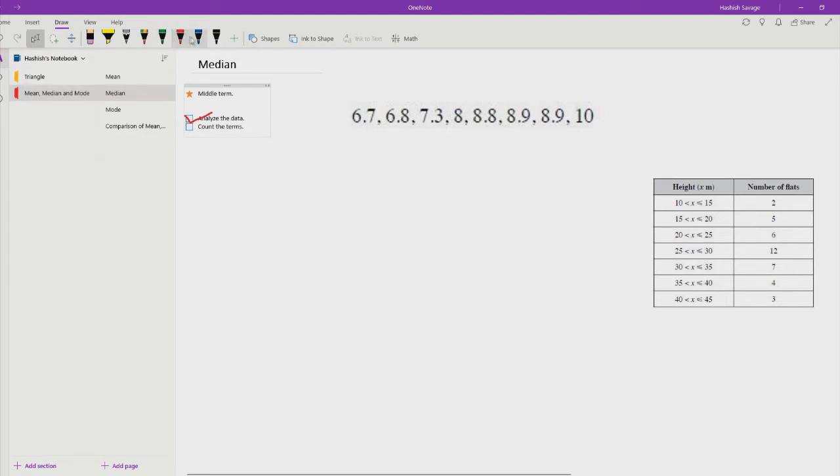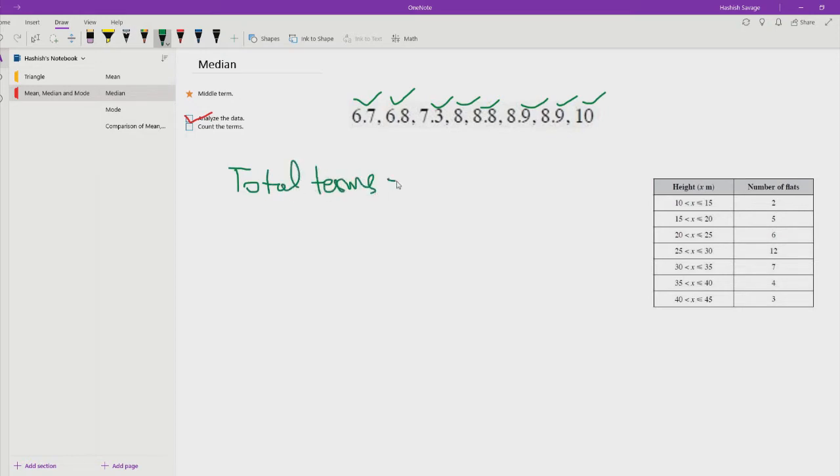Now how many terms are in there? 1, 2, 3, 4, 5, 6, 7, 8. So the total terms equal 8, which is an even number. So we have done our second step as well.